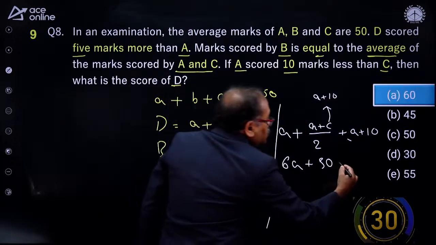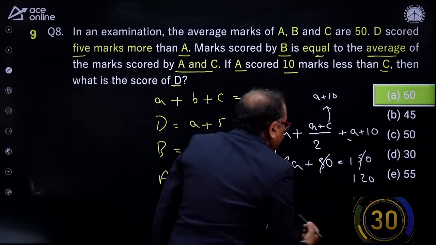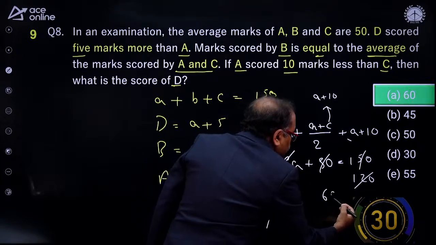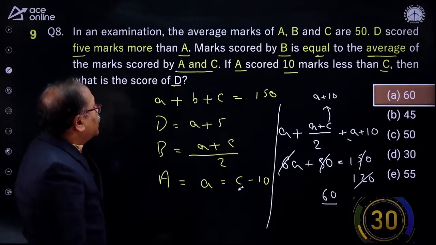And that total marks is given to us as 150, then you see that this is 120, then A is equal to, you cancel that, that is 60. A is equal to 60. But what is my answer?